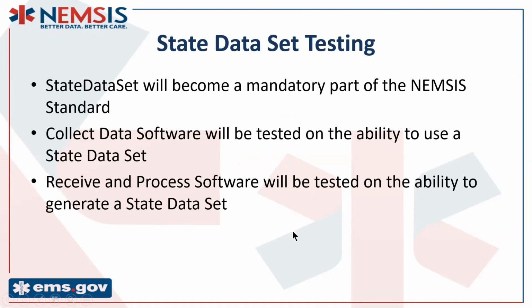Okay, so the first thing is the state data set. As previously mentioned, state data set is going to become a mandatory part of the standard. So what this means is that as a part of compliance testing, we're going to test collect data products, agency software, on its ability to use a state data set in some way, and we're going to test receive and process systems, state systems, on their ability to generate a state data set. So that's the first big thing. Hopefully, a lot of collect data systems are already using state data set in some way, so this isn't too much of a reach.